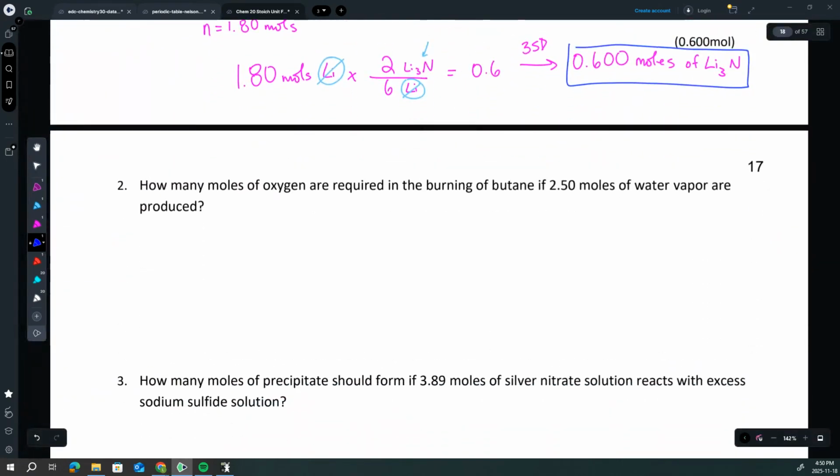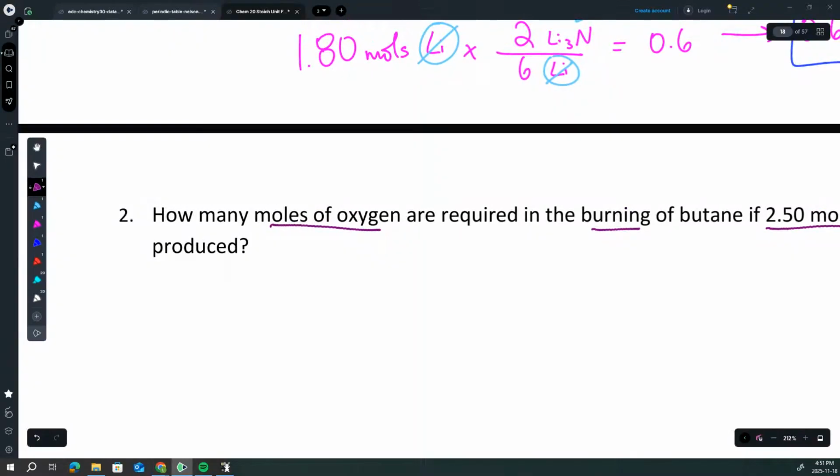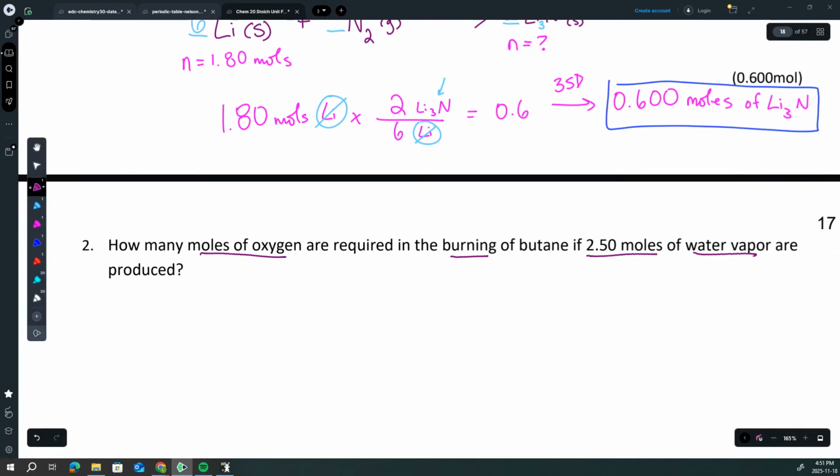Moving on to the next example here, we have how many moles of oxygen are required in the burning of butane if 2.50 moles of water vapor are produced. All right, so first step, let's create a balanced chemical equation. Now, we need to figure out, okay, what type of reaction is happening here. Now, the key word here is burning. That tells you that this is a combustion reaction.